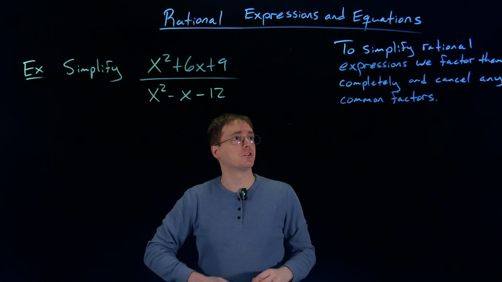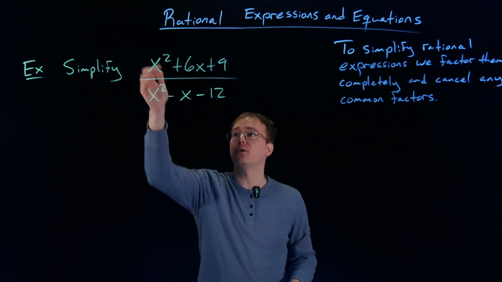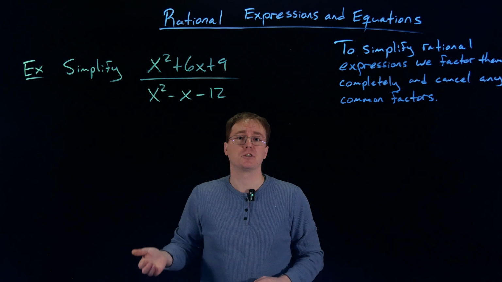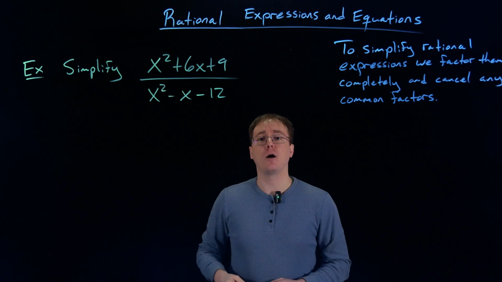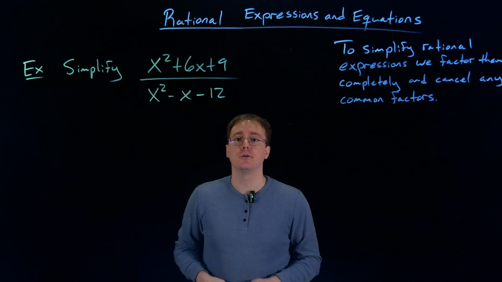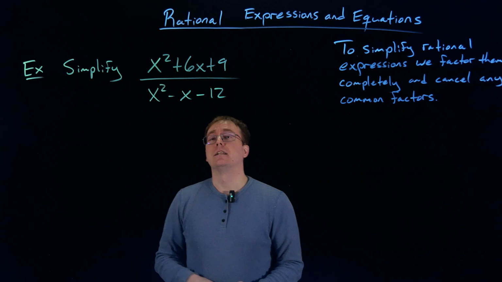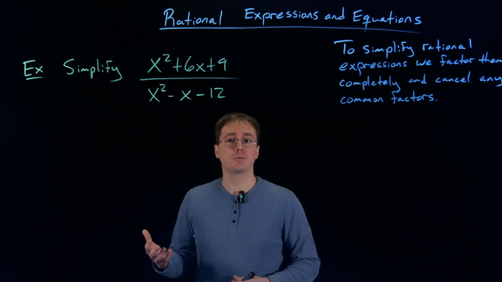So to simplify a rational expression, we're going to factor our numerator and our denominator completely or as much as we can, and then see if there's any common factors we can cancel out. If there are common factors that can be canceled, we'll cancel those and then just write whatever is left over. And so let's go ahead and start simplifying this rational expression.